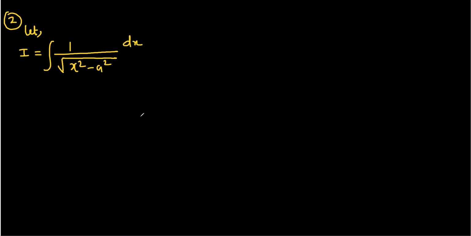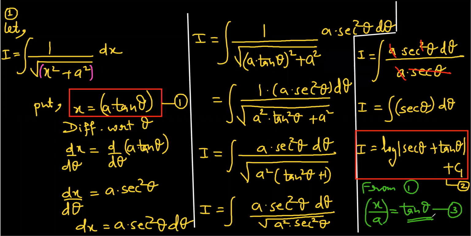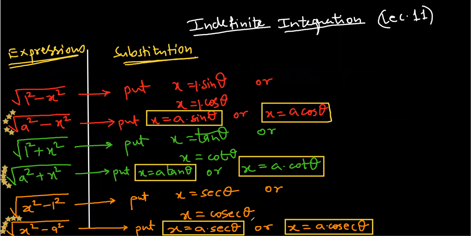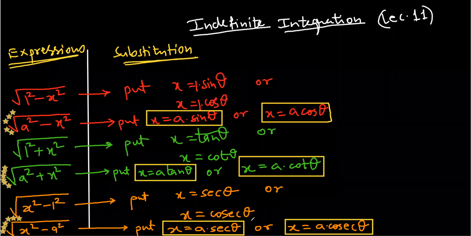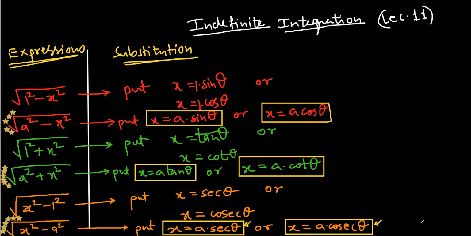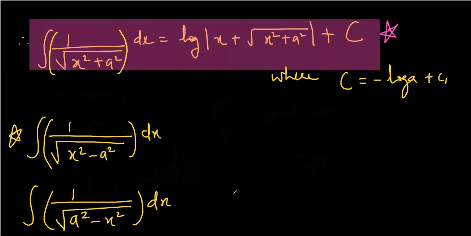Okay, so let's go for the substitution. As you all know students, we have already done this. What was the substitution for x square minus a square? The substitution was x is equal to a sec theta or a cosec theta. I will prefer a sec theta.